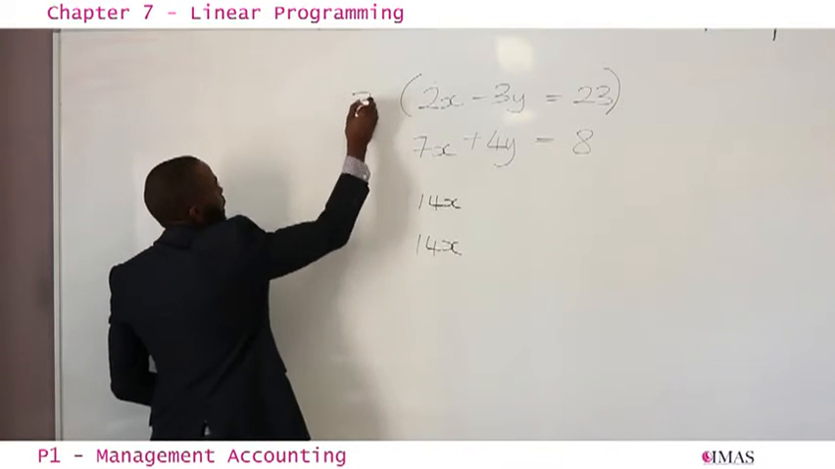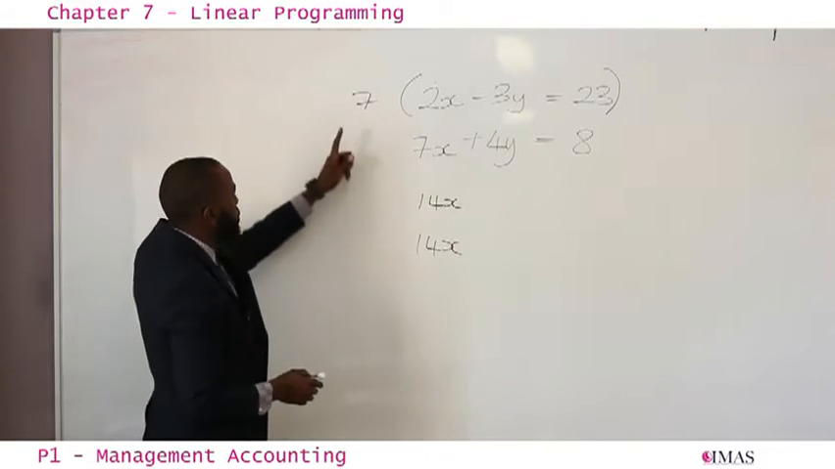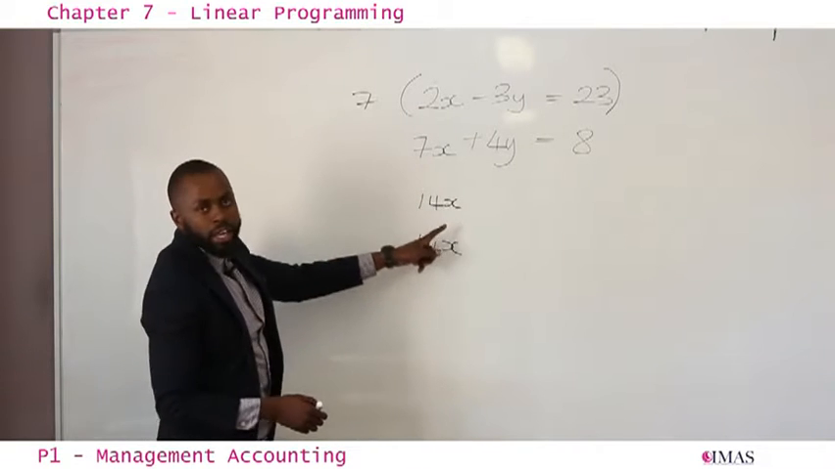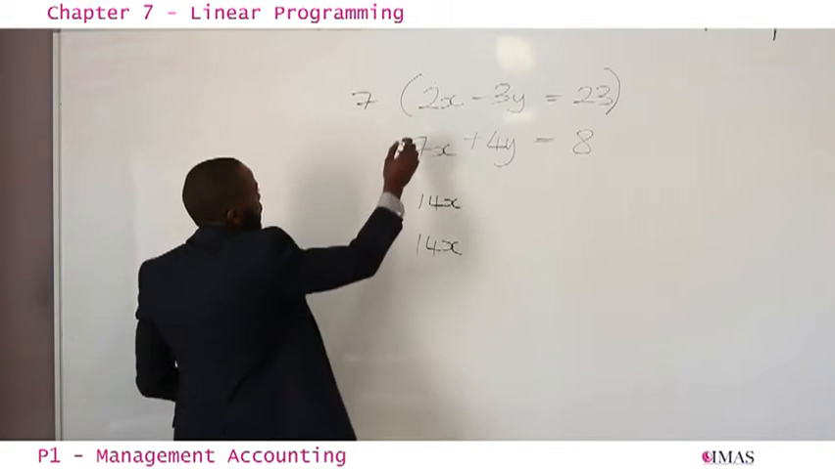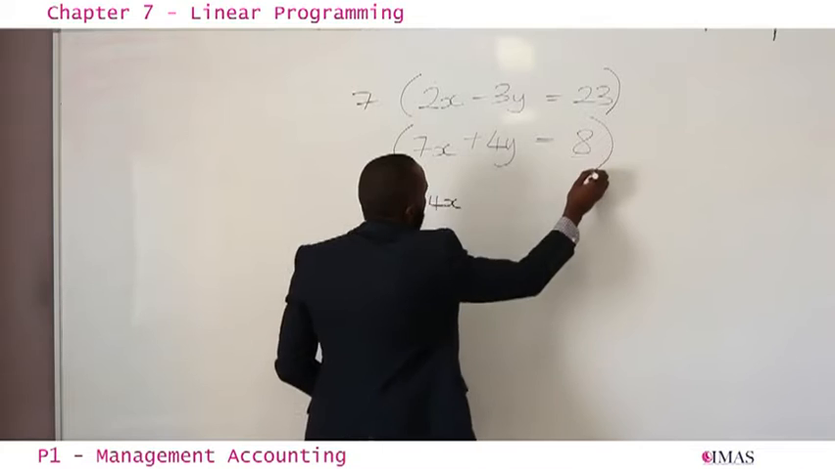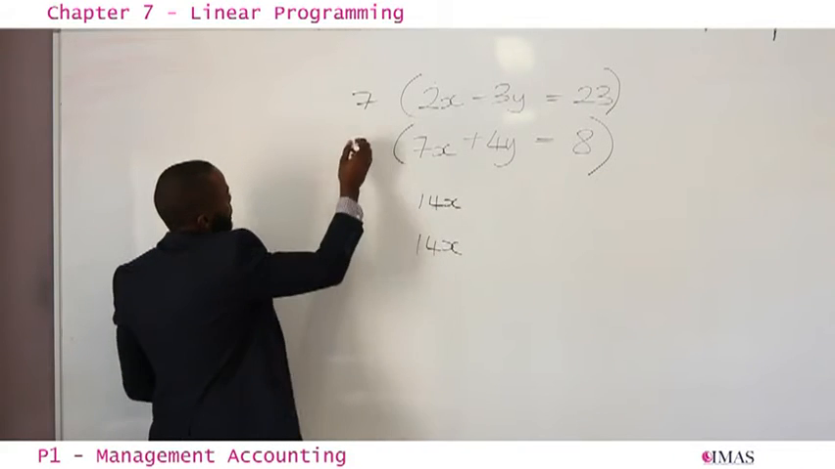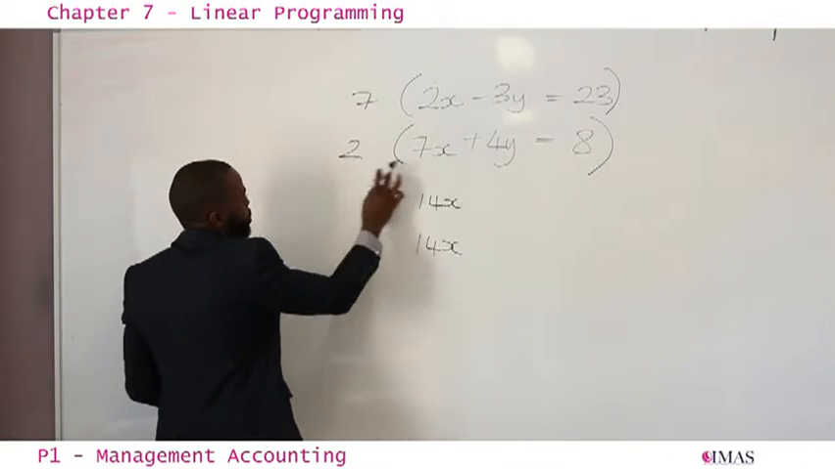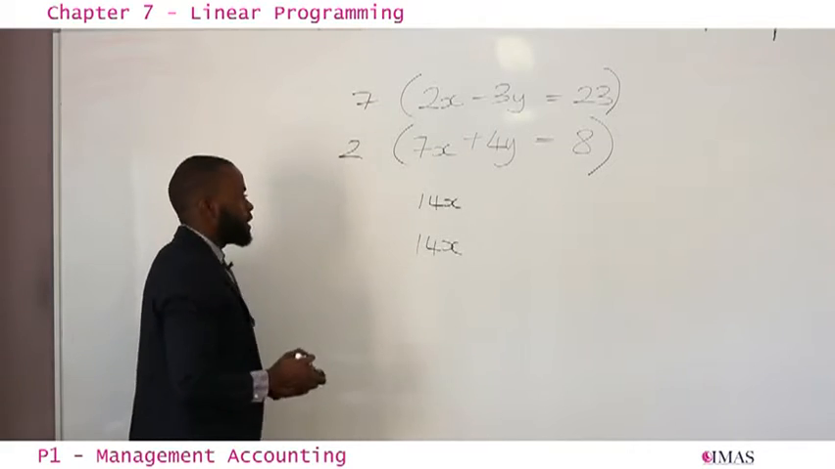Equation 1, I have to multiply it by 7. So 7 times 2x, that's how I get the 14x. Then I also need to multiply equation 2 by 2. So when I say 2 times 7x, I get 14x.